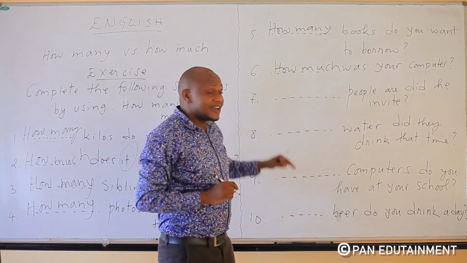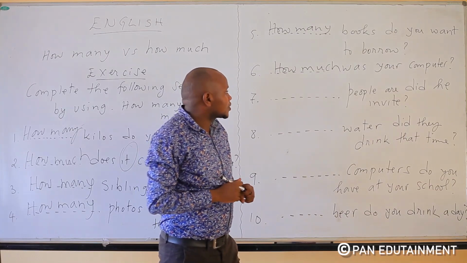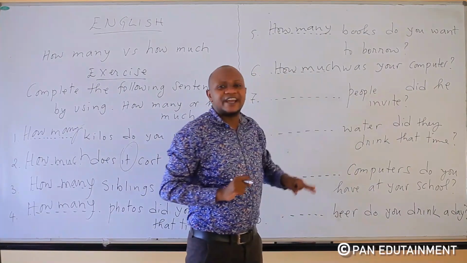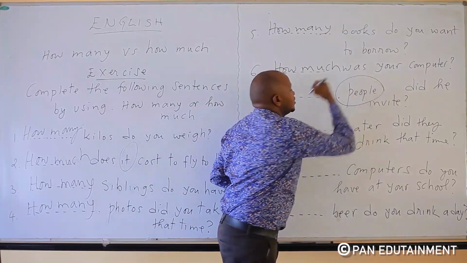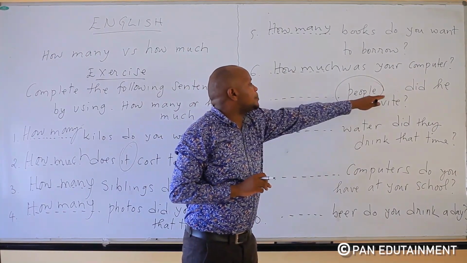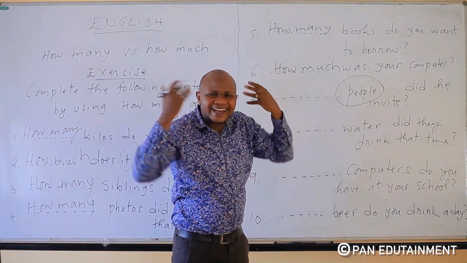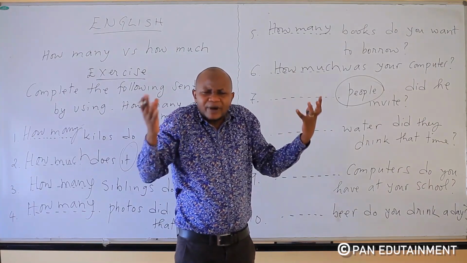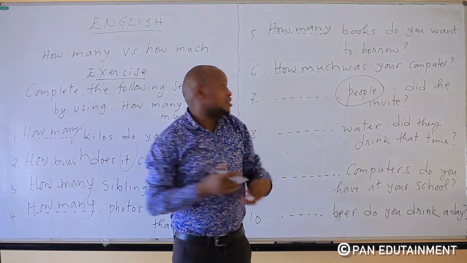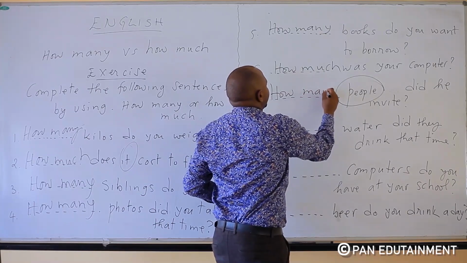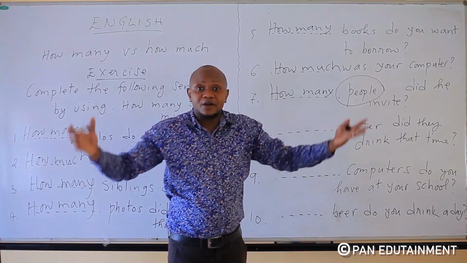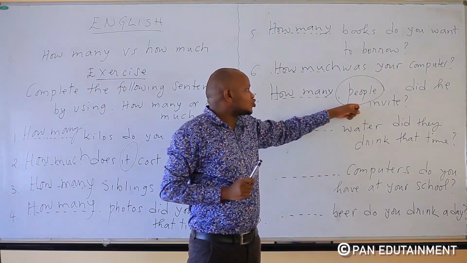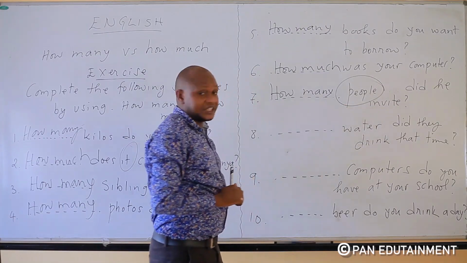Number seven, how many people did he invite? Here we have people. Don't say how much people, because people are countable. When you say how much people, people will laugh at you. Say how many people. Good. We use it for countable things. People, from two upwards, are countable. Then you say, how many people did he invite?